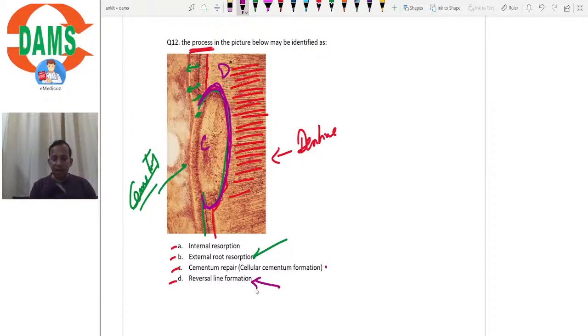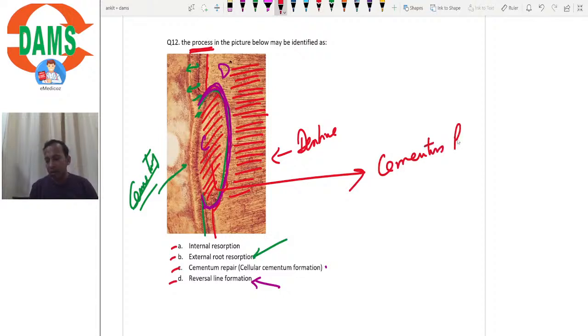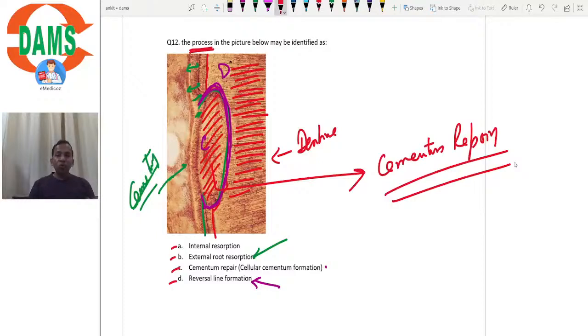So the reversal line is there, external root resorption is there, and you can also notice that this entire defect is filled, so cementum repair has also taken place. So which of the three should be marked? We can appreciate the external root resorption, the reversal line formation, and the cementum repair. So we have to ask which of these three processes has occurred at the end, or is the last to occur.